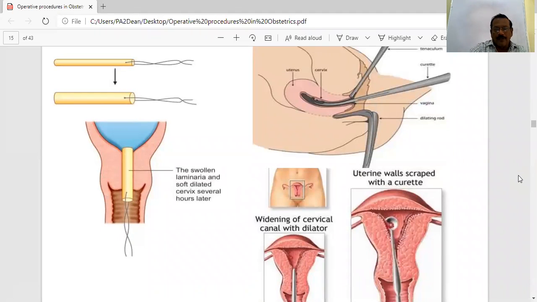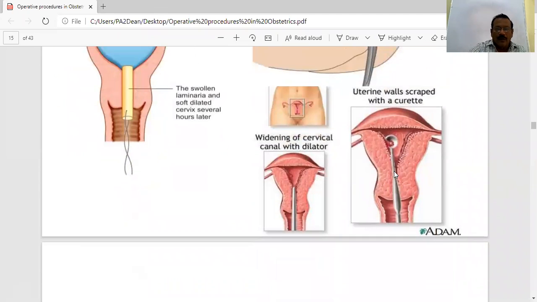Then after dilatation, the uterine walls are scraped with curettage. This is a slow dilatation method. Then rapid dilatation method, dilate the cervix with Hegar dilators, then remove the product of conception after curettage.